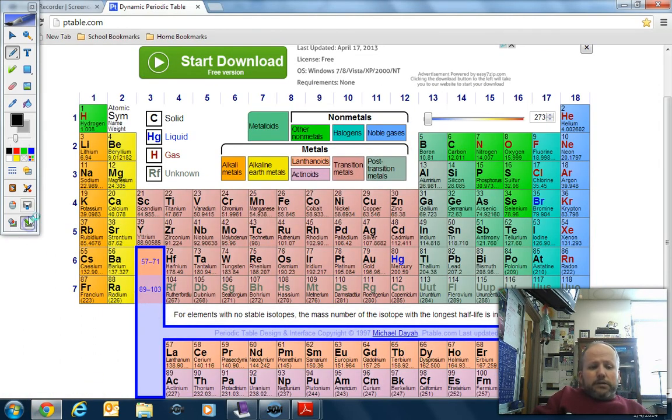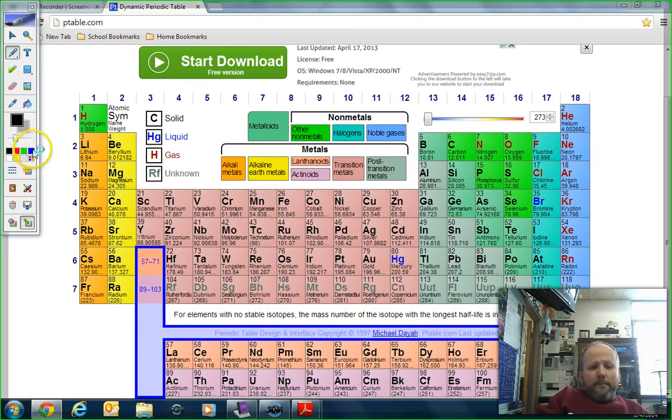Please, please, please know, memorize, and it's not even memorize, just understand that our valence electrons, how many electrons are in the outer energy level, is 1 for this column, 2 for this column.